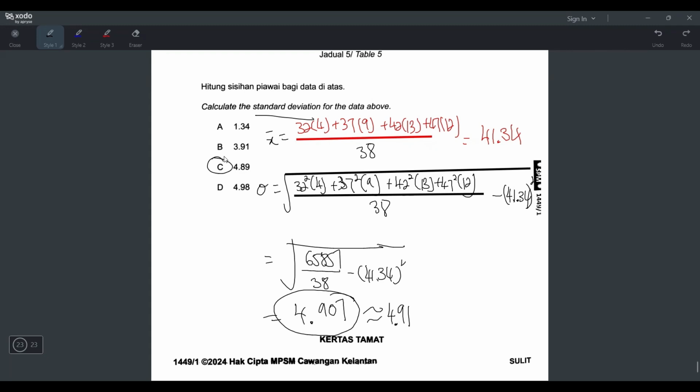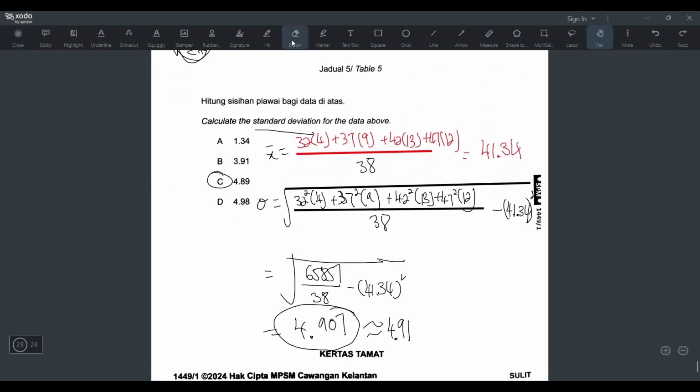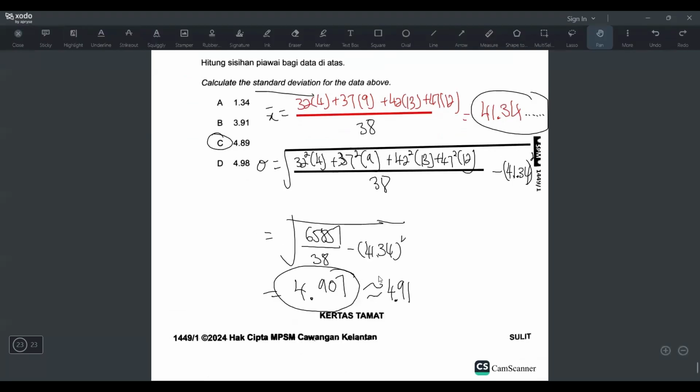Okay. Alright. I think the reason why you tak dapat exactly sama is because just now remember when you calculate the mean, tadi ada banyak decimal place kan, tapi saya ambil a few saja. Tapi sini ada lagi banyak. Okay, that's why the answer is like tak accurate sangat lah. But you just choose the nearest answer. Okay, you pilih yang paling dekat. And also 4.91, 4.89 and 4.907, dia punya beza sikit je. The difference is like 0.02. So sangat kecil difference dia. So you pilih jawapan yang paling hampir dengan jawapan awak, right?